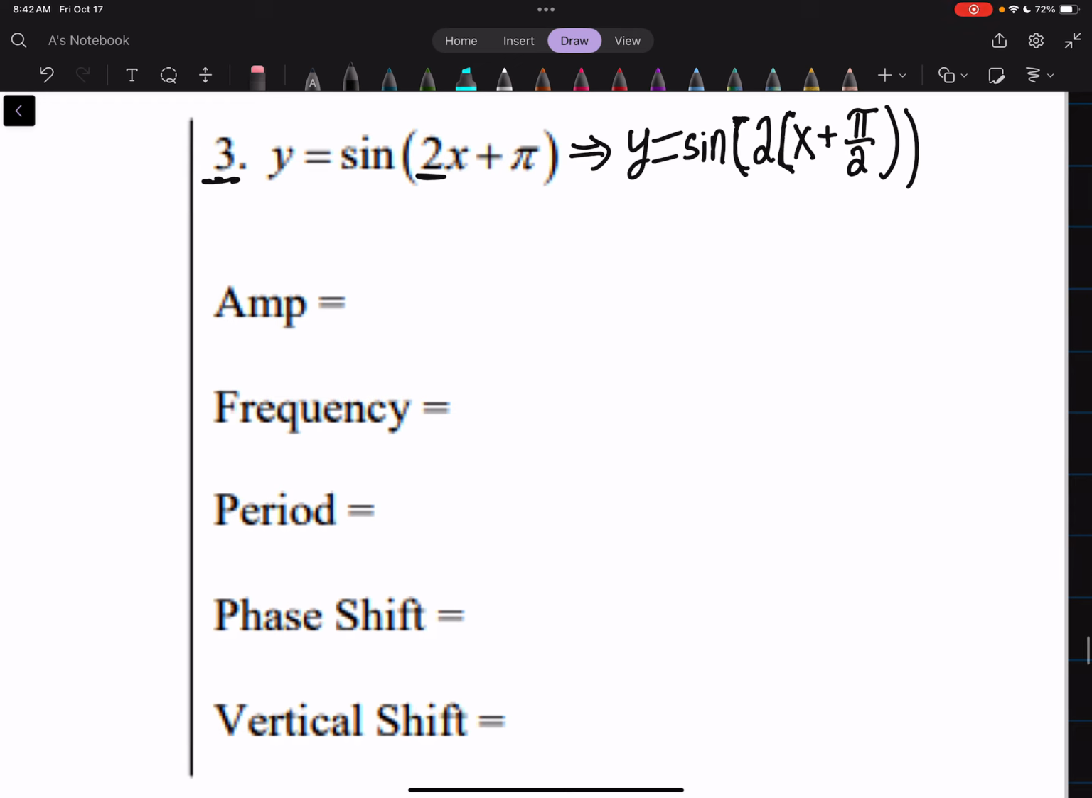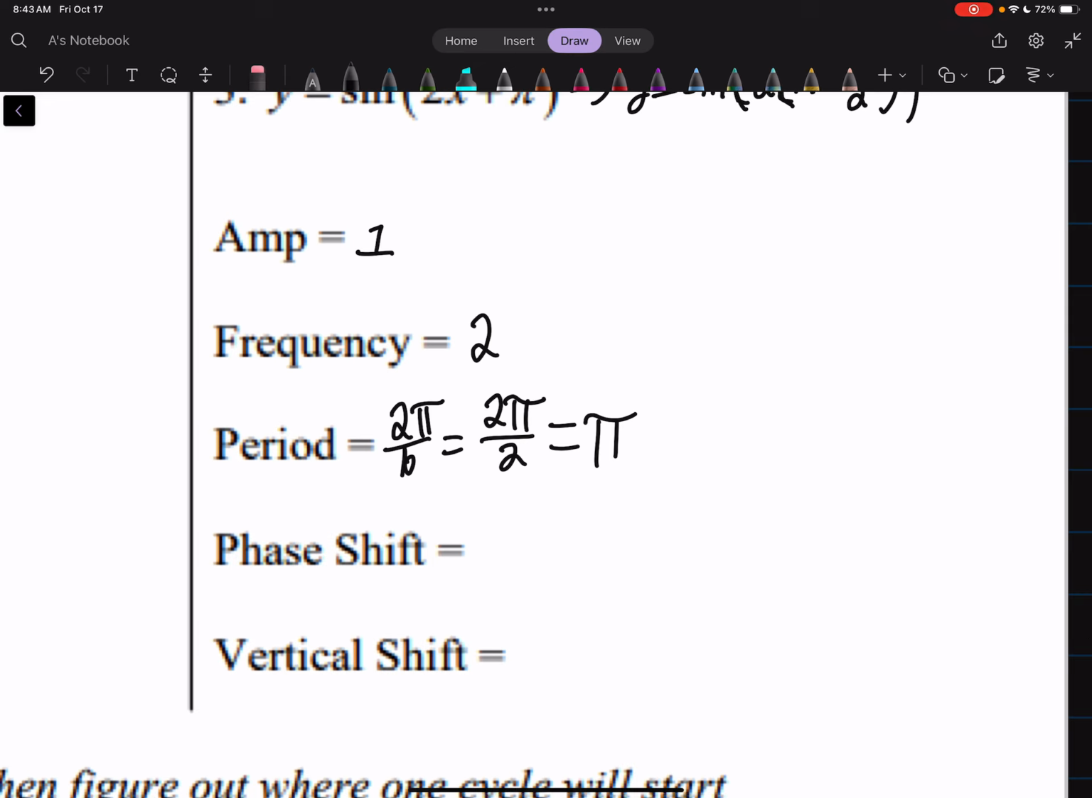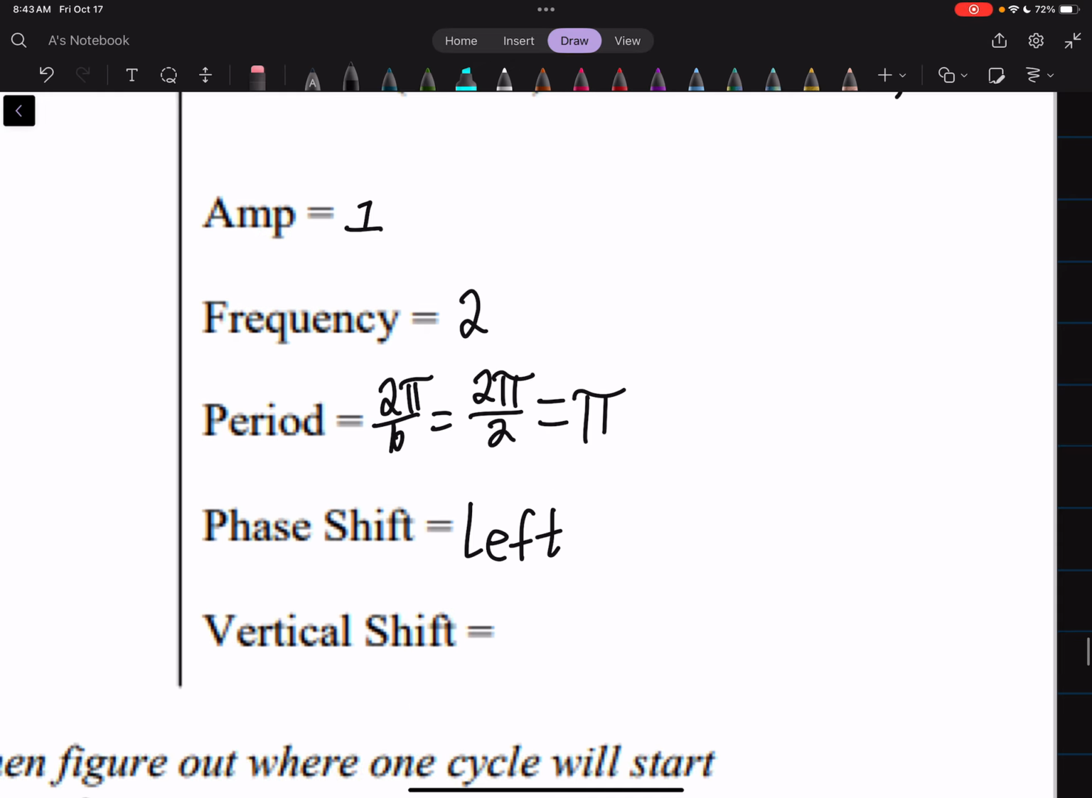My amplitude is just 1. There is no number in front of sine. My frequency is 2. My period is 2 pi divided by my b value, which is 2 pi over 2, 4 pi. My phase shift is left pi over 2 units. My vertical shift is none. It does not exist.